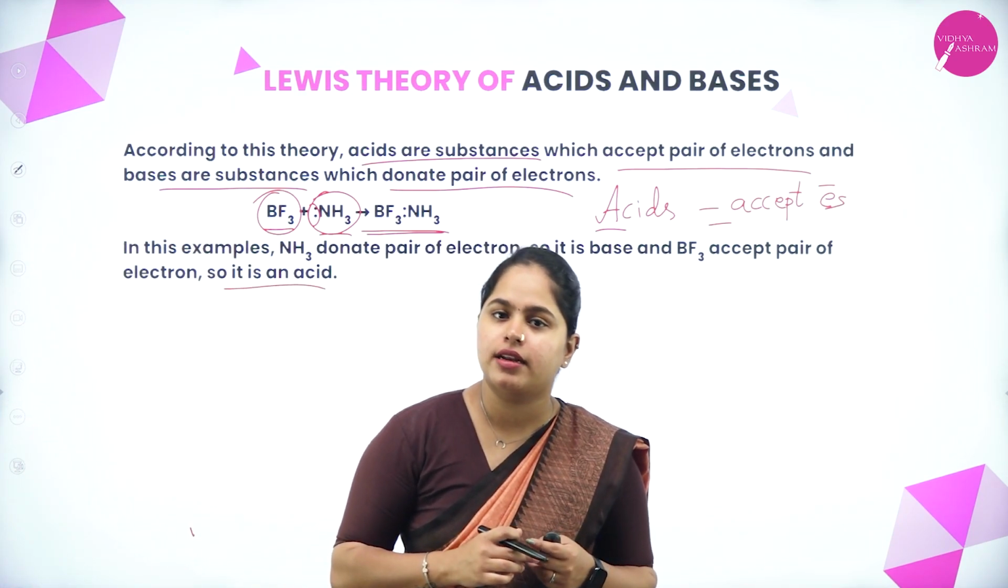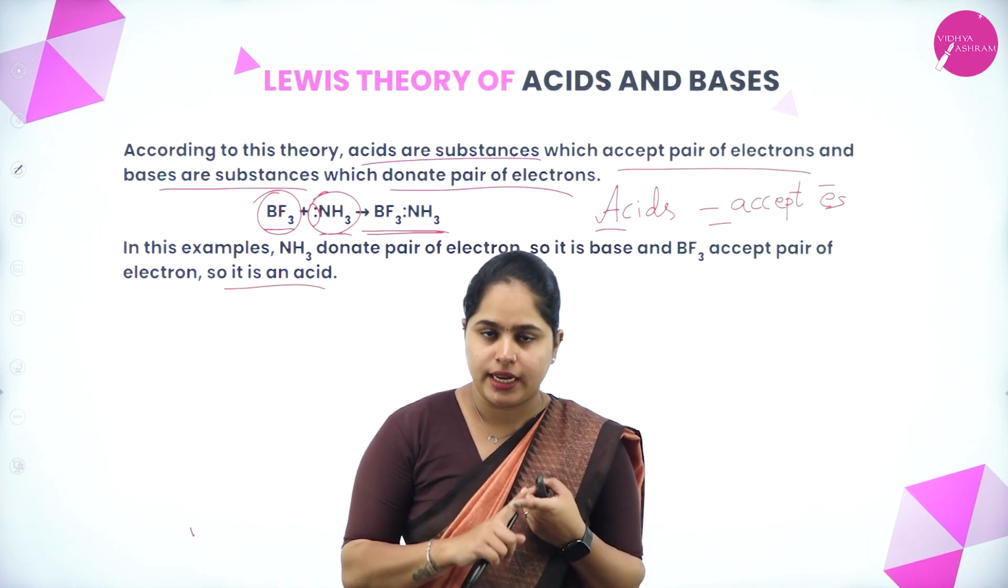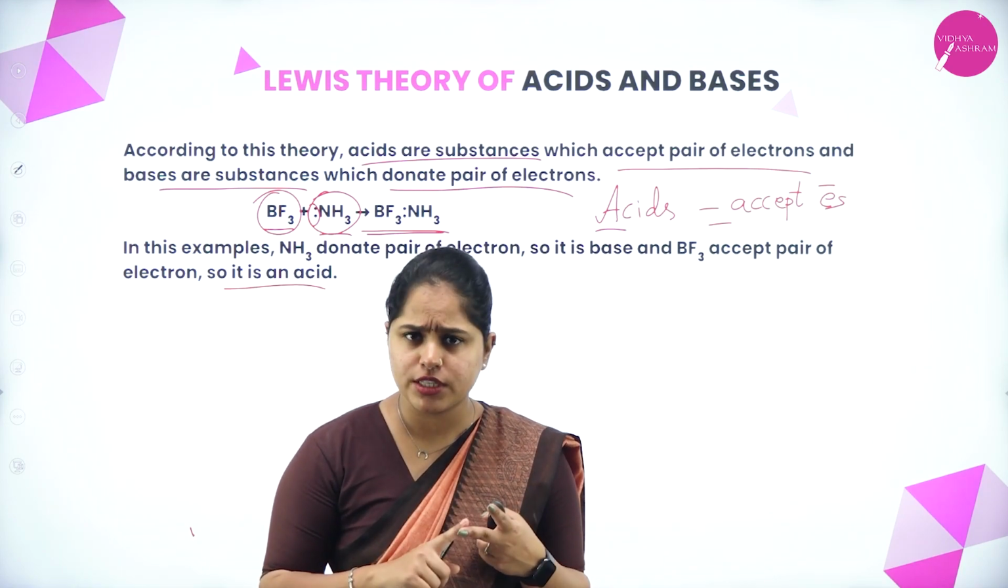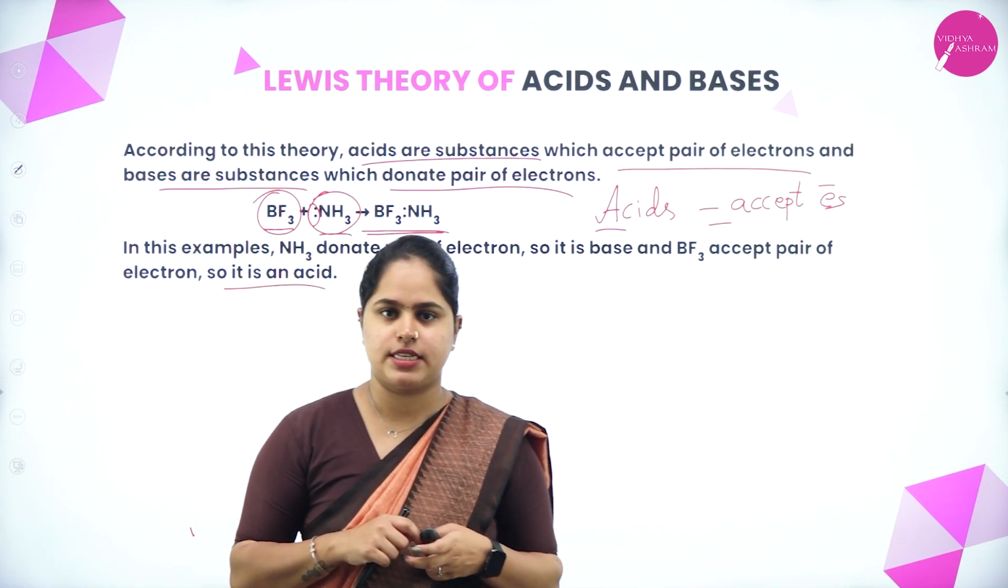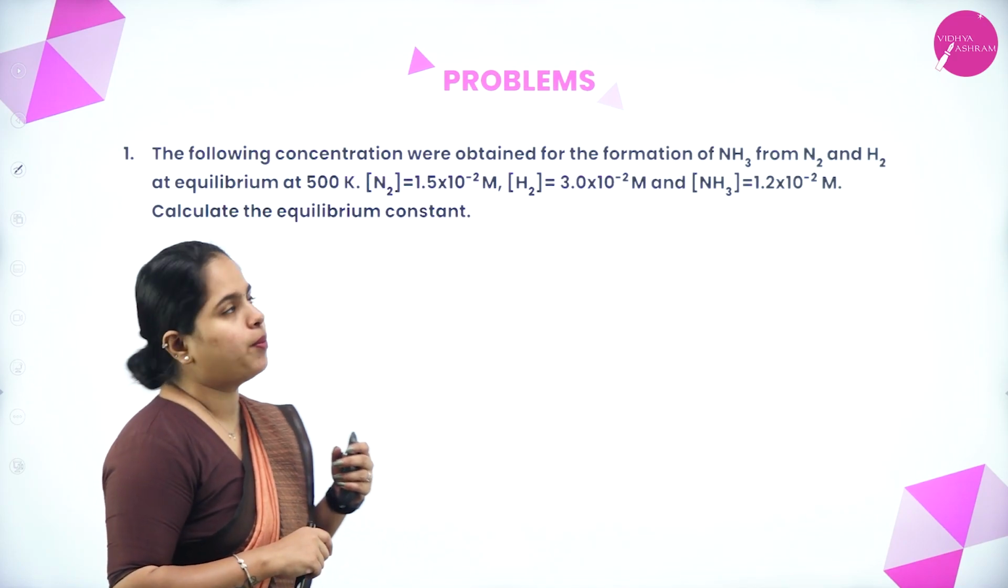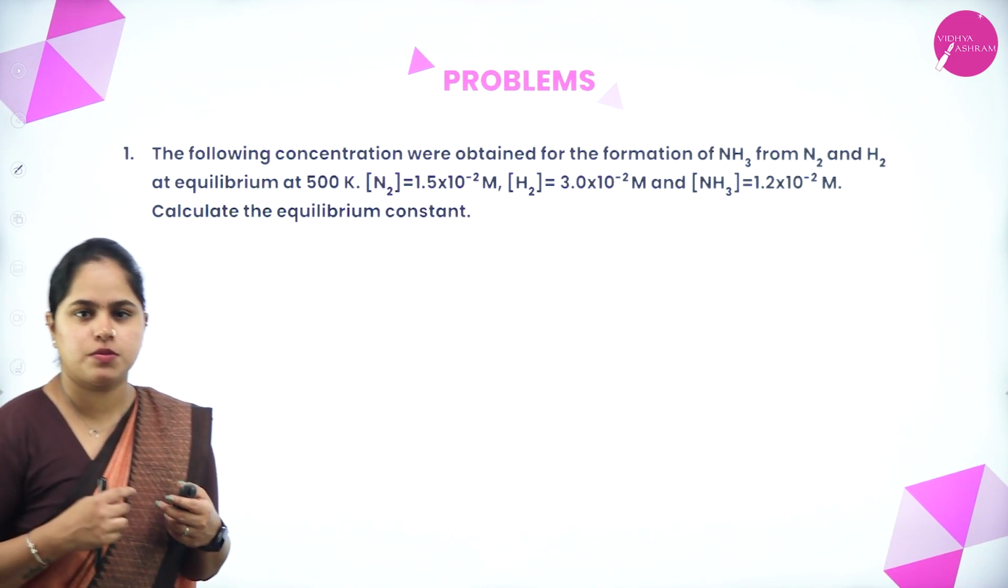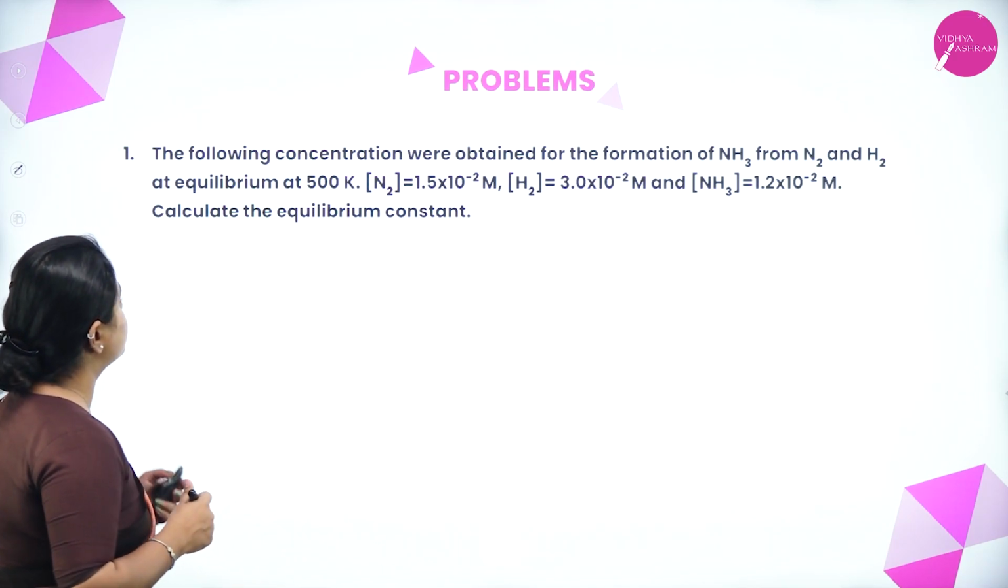I hope the three theories are clear to you: Arrhenius theory of acids and bases, Bronsted-Lowry theory of acids and bases, and the last one, Lewis theory of acids and bases. Now let's do some problems based on the concepts that we have covered till now. So let's move on to the first one.